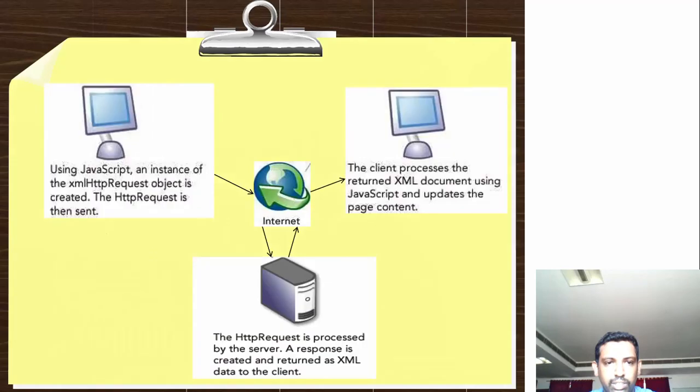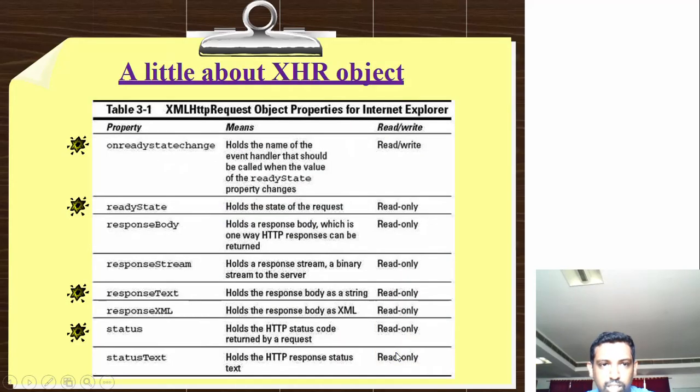The process cycle: using JavaScript, an instance of the XMLHttpRequest object is created. The HTTP request is then sent. The HTTP request is processed by the server. A response is created and XML data is returned to the client. Then the client processes the returned XML document and, using JavaScript, updates the page content.